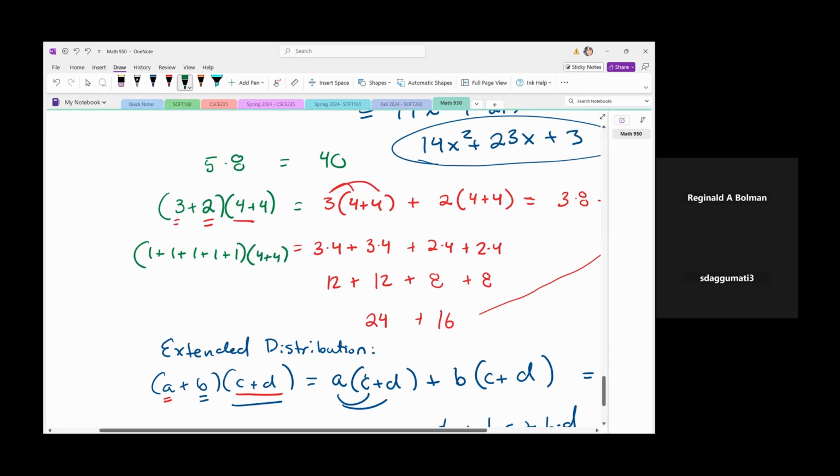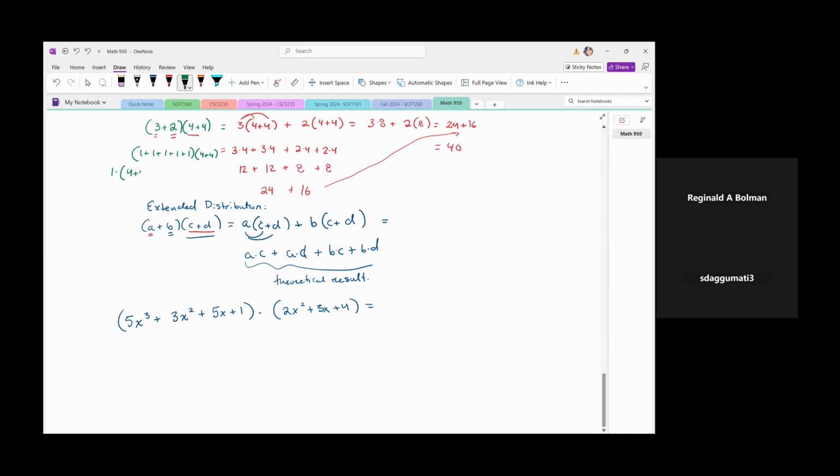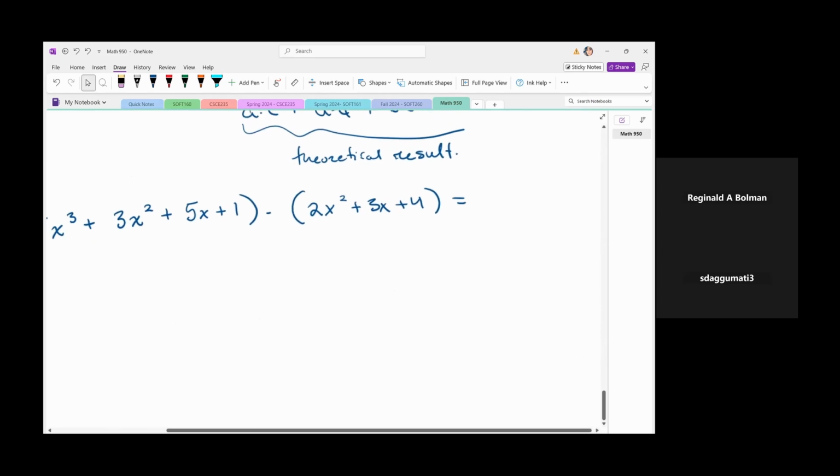So you could have done 1 plus 1 plus 1 plus 1 plus 1, all multiplied with, say, 4 plus 4. And if you had done this operation, you would still obtain the number 40 by simply doing a bunch of 1 times 4 plus 4, plus 1 times 4 plus 4, and so on. So you could have done it that way. I wouldn't have done it that way, but it's theoretically possible. And if you do it, then you'd see that your distribution laws hold for that instance as well.